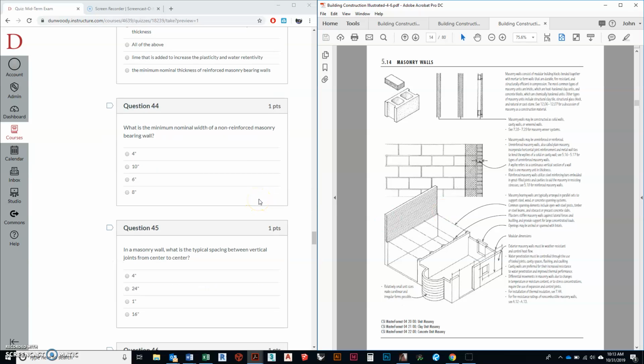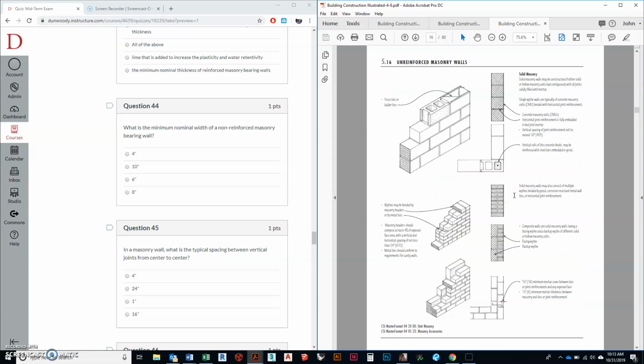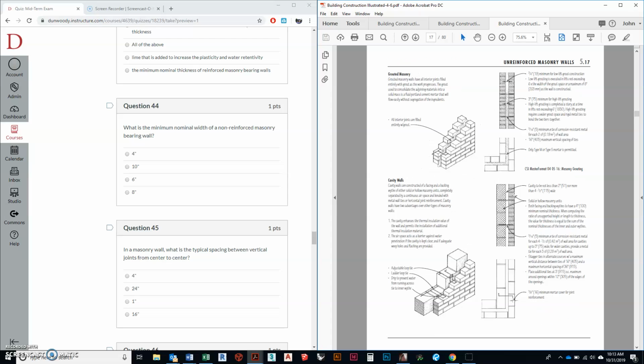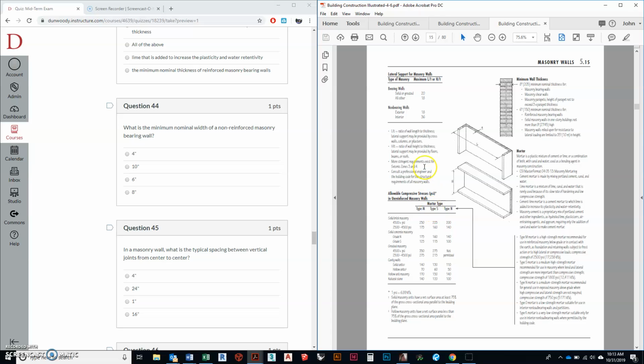What is the minimum nominal width of a non-reinforced masonry bearing wall? So now we get into some of these tables that we have. So here's an unreinforced masonry wall, non-reinforced masonry bearing wall. And here we have some information about what those widths need to be when they're non-reinforced. So you can start to look at those minimum wall thicknesses right there.